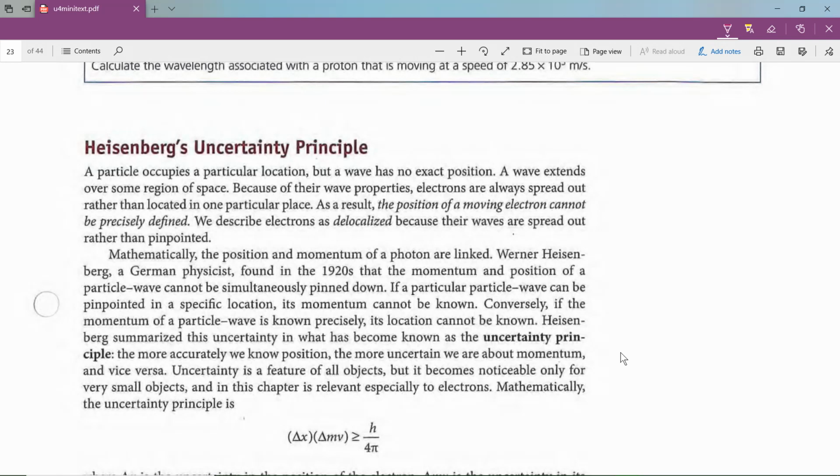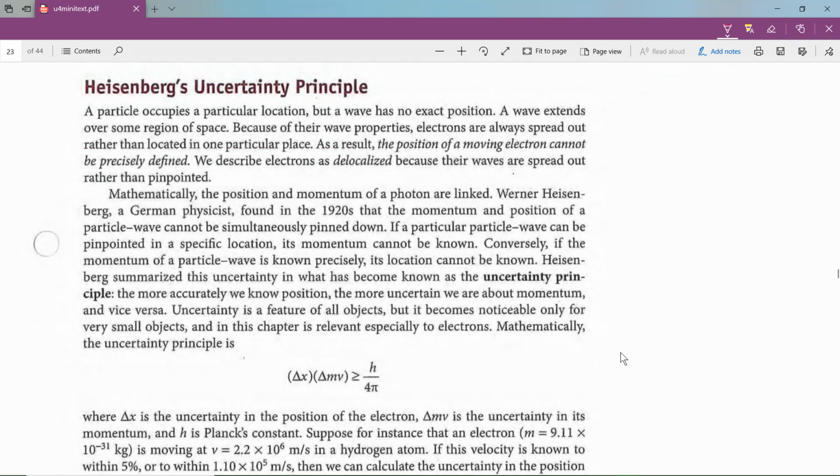But for our purposes, the whole idea is that you cannot know the position and momentum of a subatomic particle like an electron to a very high level of certainty. There is an uncertainty associated with that. It leads to probabilistic determinations in quantum theory. So this is known as the uncertainty principle. It's a feature of all objects, but it becomes noticeable only for very small objects.